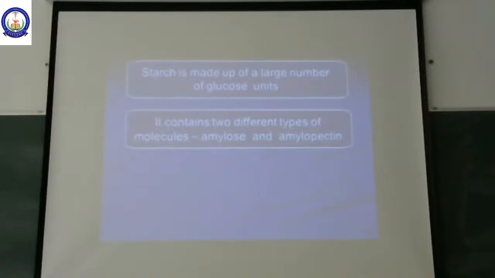Starch is made up of a large number of glucose units, but it contains two different types of molecules. One is amylose and the other is amylopectin. These are the two molecules we find in the starch molecule.